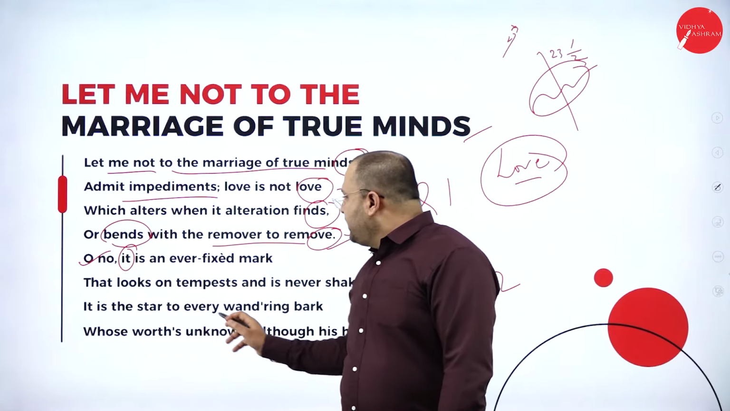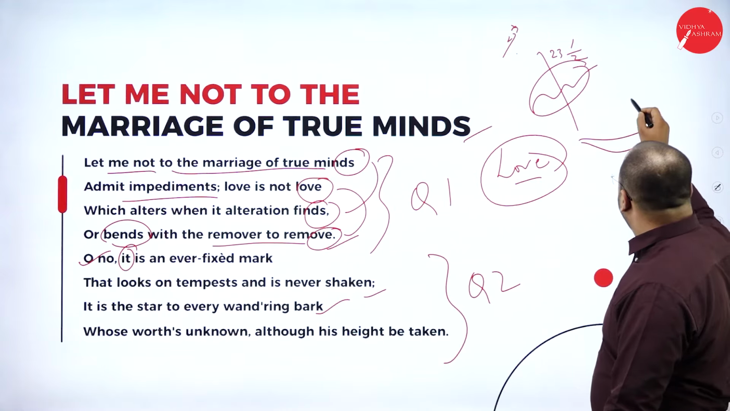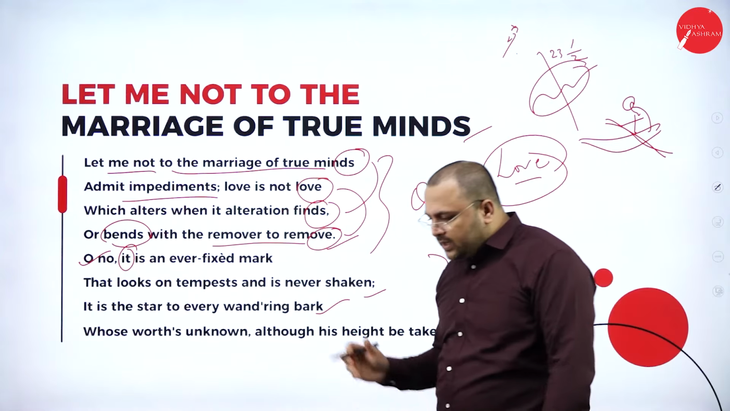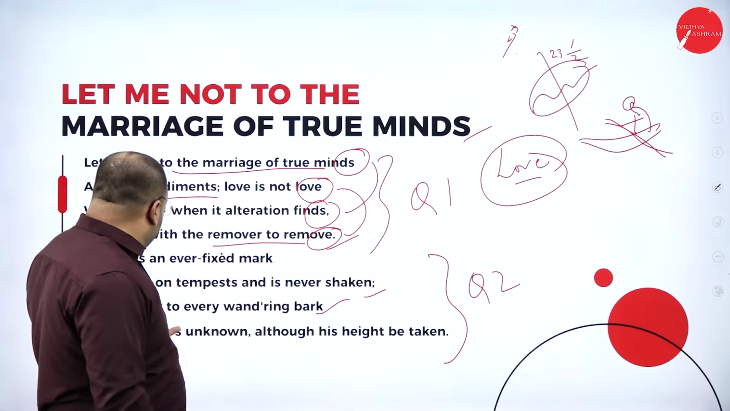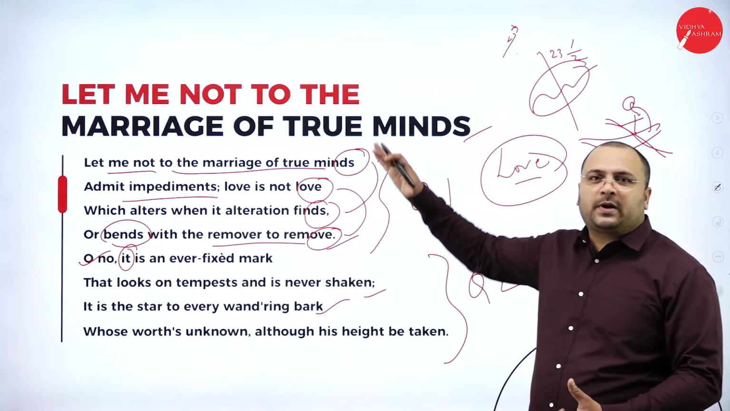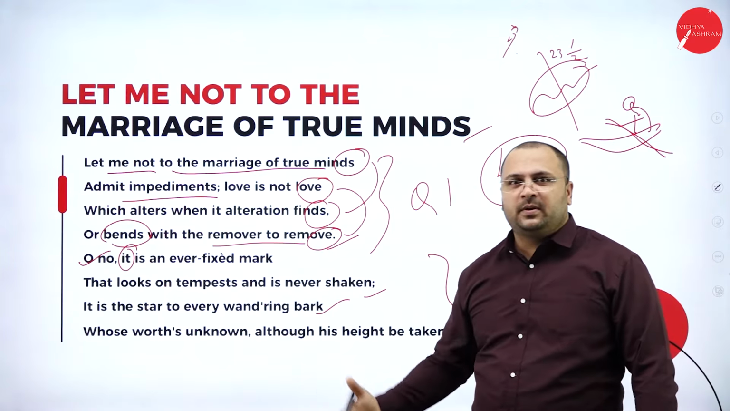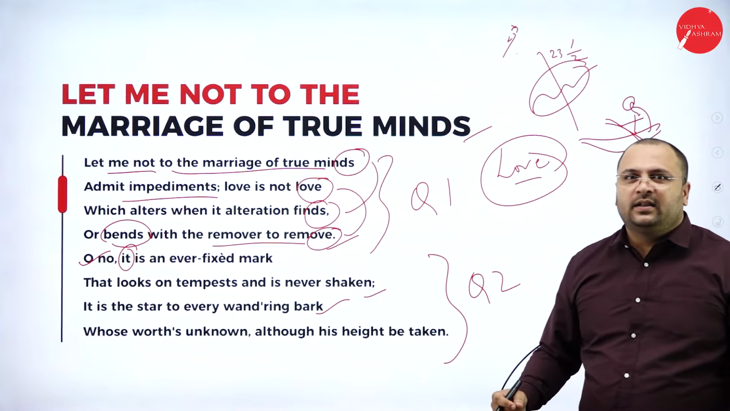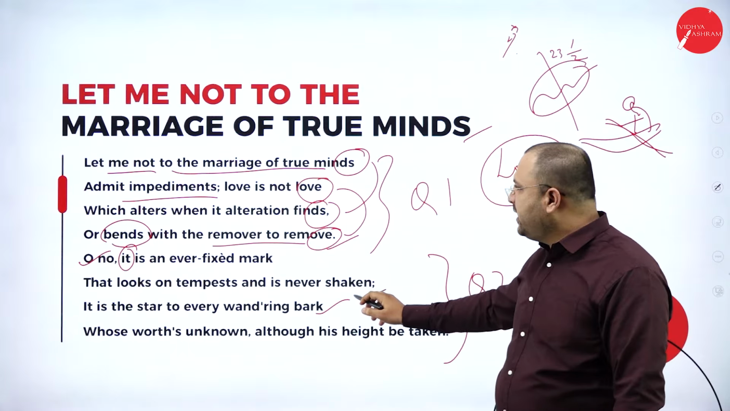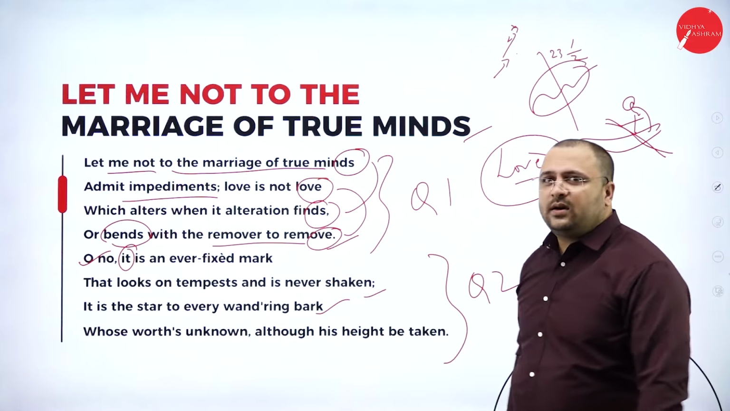It is the star to every wandering bark. What is a bark? A bark is a ship. It is a star to every wandering bark, whose worth's unknown, although his height be taken. We cannot just tag a price to this love, but its height can be imagined. But you cannot say exactly that love is only this much. So in the second quatrain, he talks about love as an ever fixed mark, a pole star.